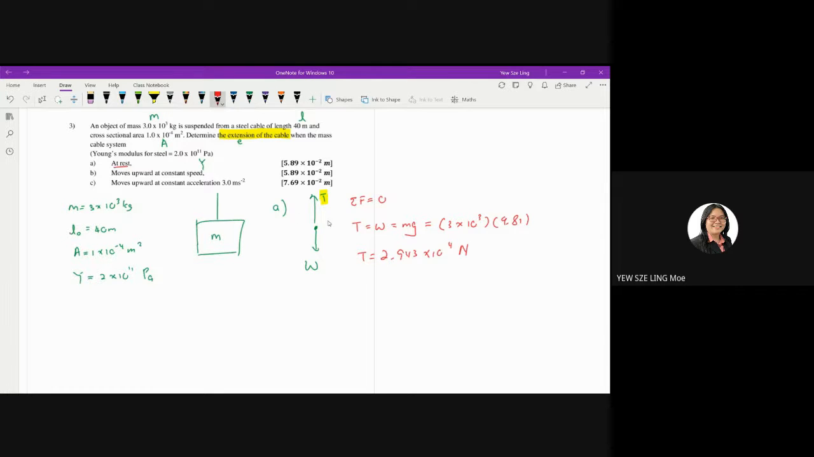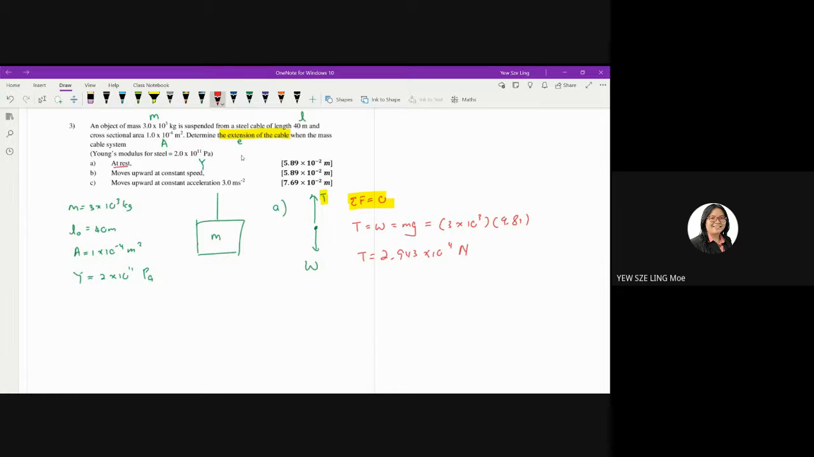When the object is at rest, it is not moving. Why is it important to know whether the object is moving or not? Because it tells us which Newton's law to use. If it is at rest, then we say summation F equals 0. From here, we get the tension.